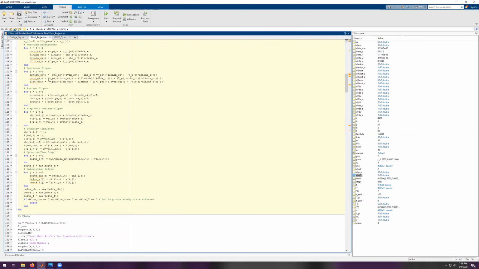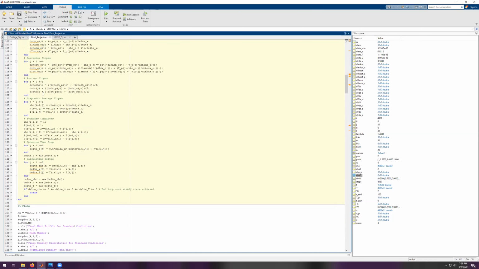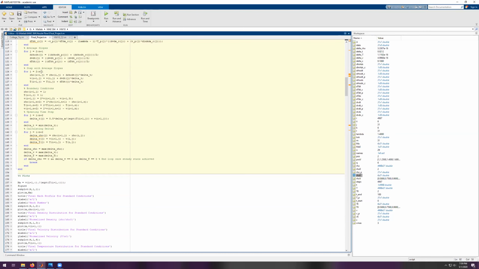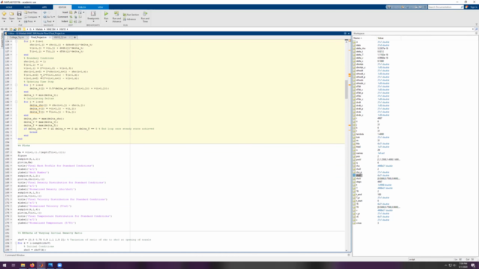Then the average of the slopes is found. So we take the slope found at the initial values and then the slope found at the predicted values, and we divide it by 2. We then take the values that we have and add the averaged slope times delta time, the time step, to get our future values at the next iteration for all the interior points. The boundary conditions are then applied to get the first and last points.